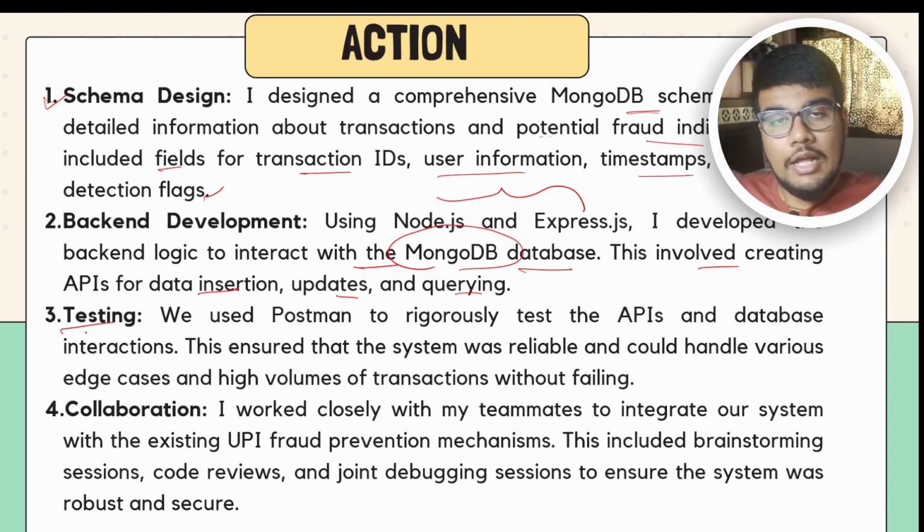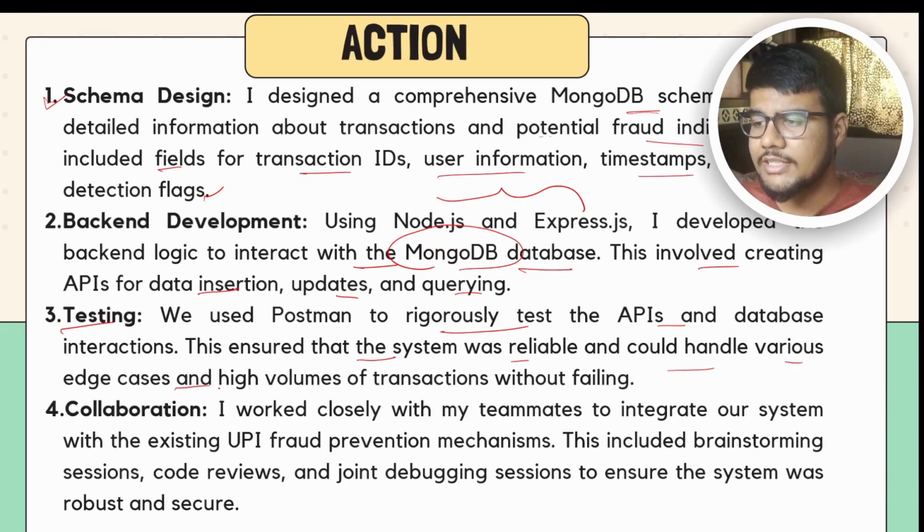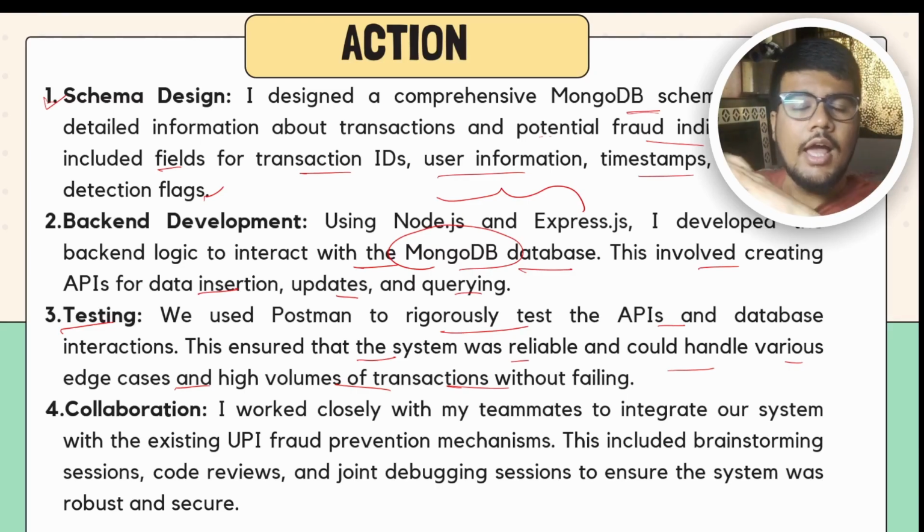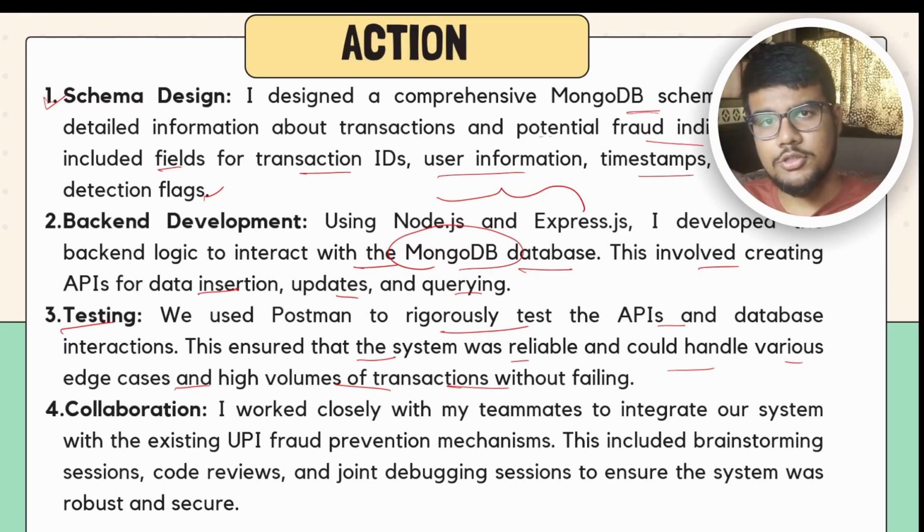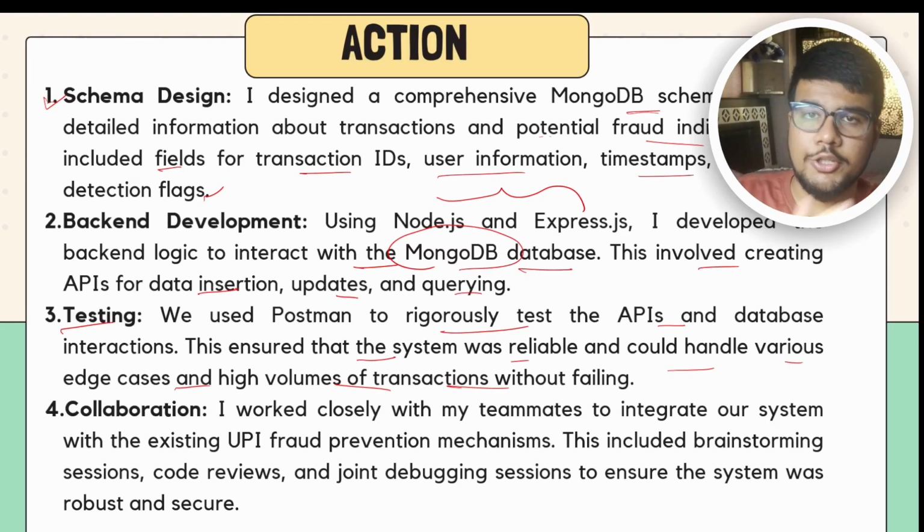Now the testing part. As my full stack website should be good, reliable and resilient, if I do thorough testing, then my full stack app would be resilient. Same stuff I am doing here. Postman rigorously tests the APIs and database interaction. It ensured the system was reliable, could handle various edge cases and high volume transactions without failing. As this is an intern project, it is not being used universally, but I have tested it with my friends and my classmates so that I can get a better response. And for that, I got a good user base also.